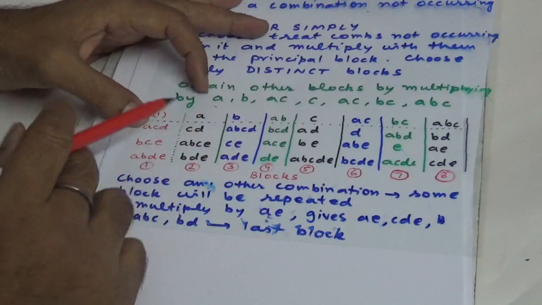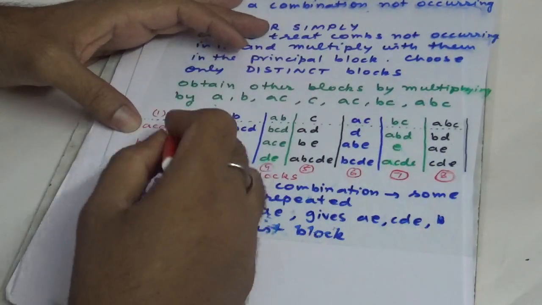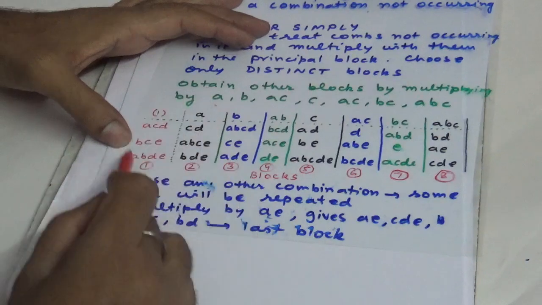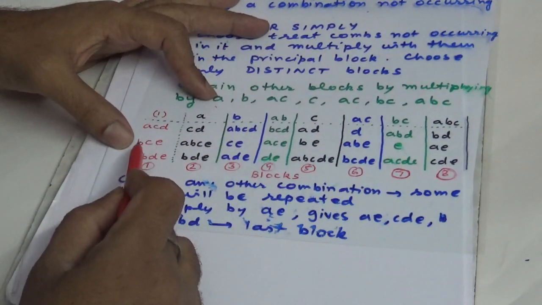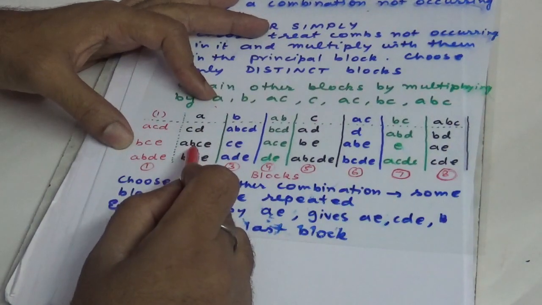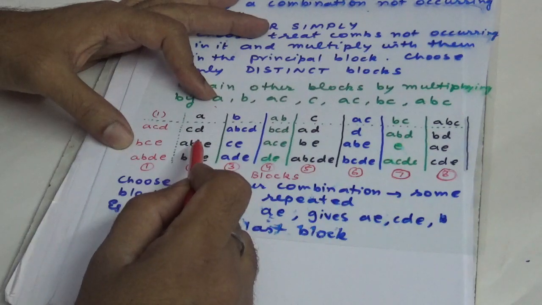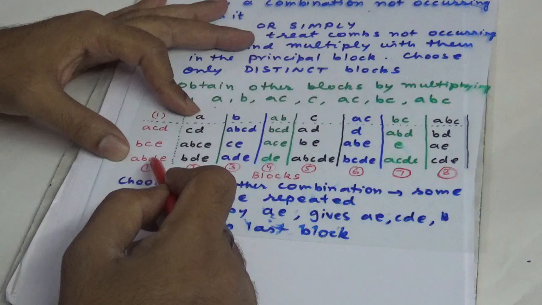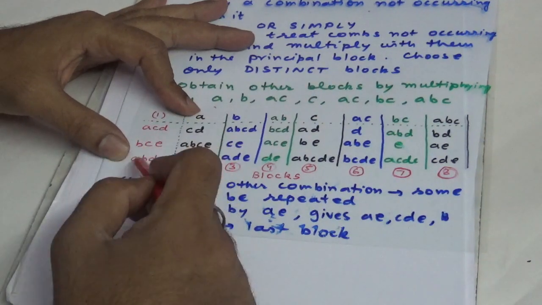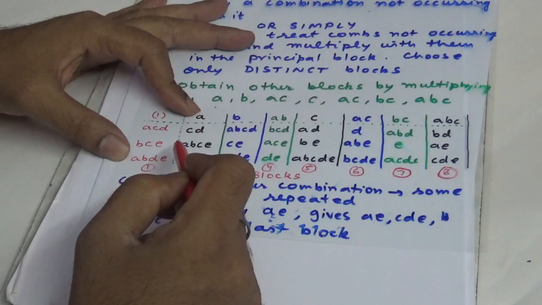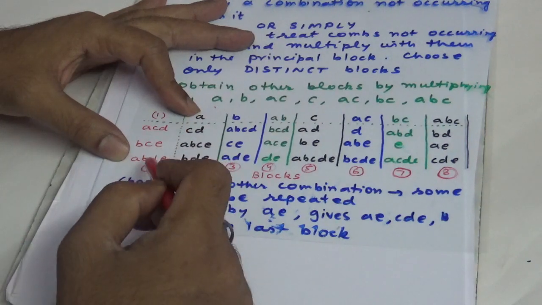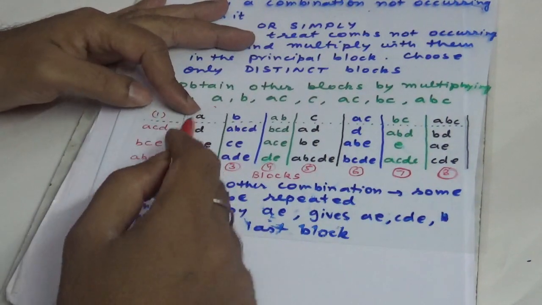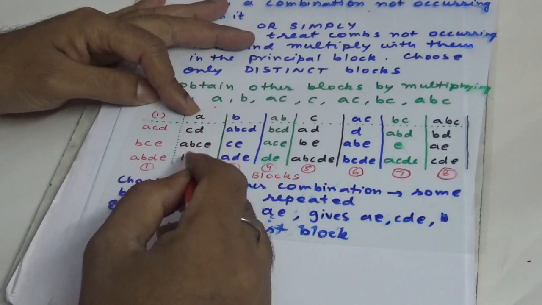A into ACD is A square CD, which is CD. Then A into BCE, if we multiply these two things, becomes ABCE. Similarly, if you multiply A and ABDE, this becomes A square BDE, where A square becomes 1, so this becomes BDE. So now this is my another block: A, CD, ABCE and BDE.